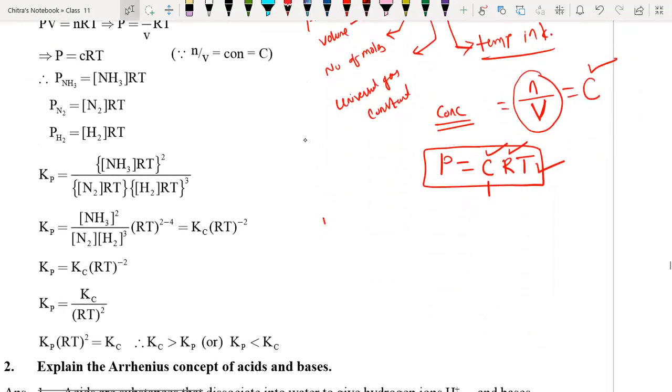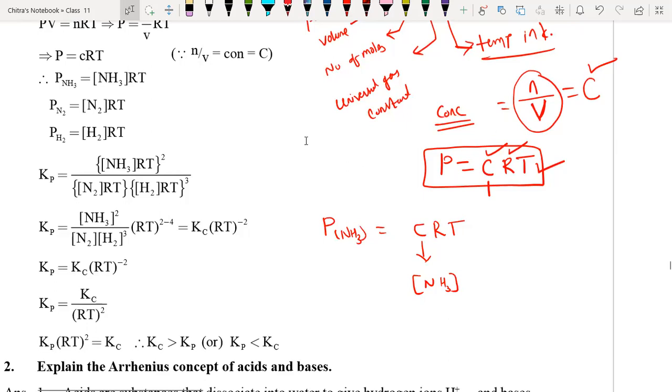So individually we can calculate the pressure of, first, ammonia. So the pressure of ammonia NH3 will be what? We have the formula for that: the concentration into R into T. So the concentration here is the concentration of ammonia NH3, right?